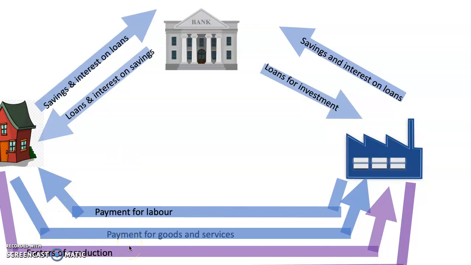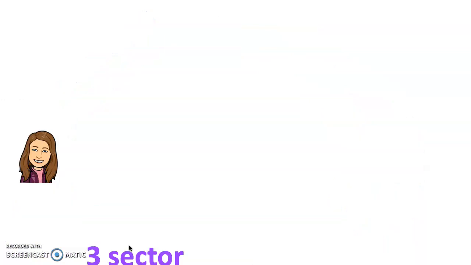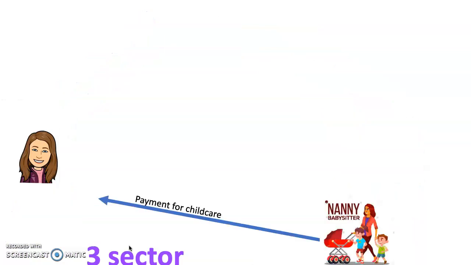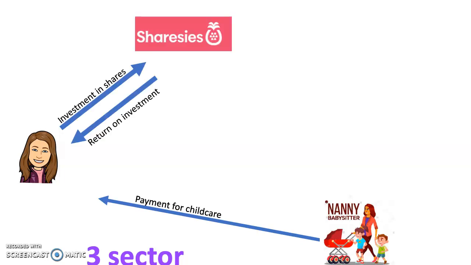Now let's have a little example. We've got someone who's working, and that is a household. This time the person is a nanny working for a babysitting industry, and she receives a payment for her childcare. Now what's going to happen with that money? Oh, she's got some spare, so she's going to interact with the financial sector by investing in some shares. So she's put some money into Sharesies, and in return she will receive money when those shares increase in value, or when the business decides to give out a dividend, which is a part payment of the profit that they have made.